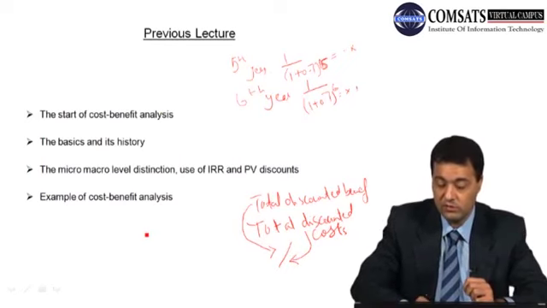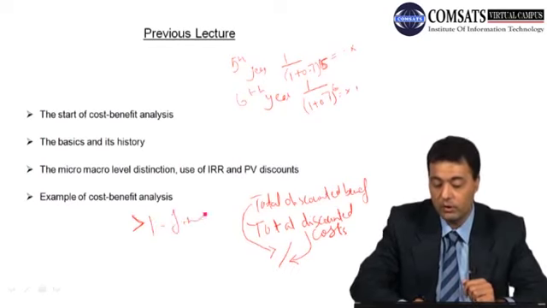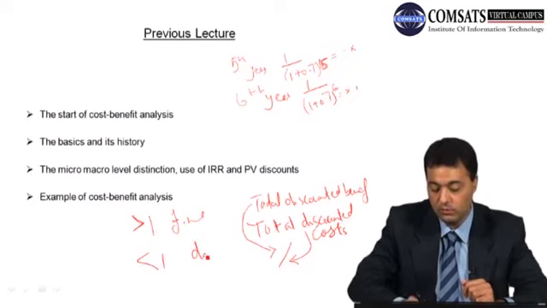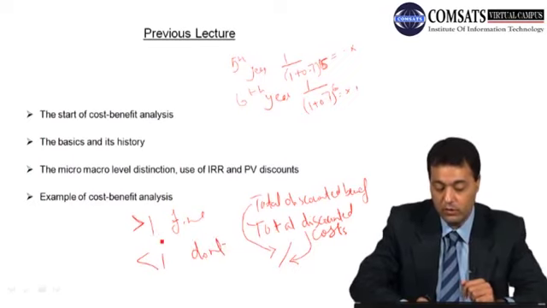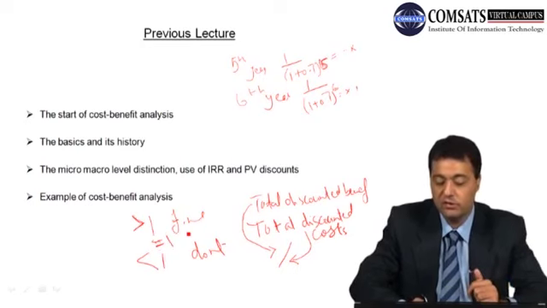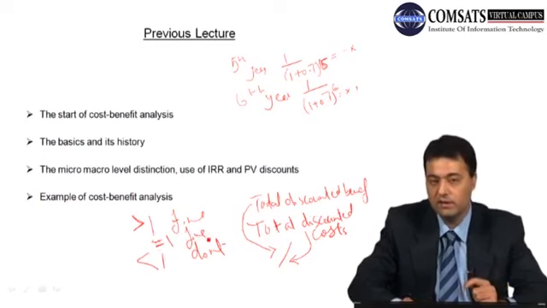And what was the criteria for decision? If this ratio is greater than 1, then it's fine, you can go ahead with the project. If it is less than 1, then don't go ahead with the project. If it is equal to 1, it's still fine, at least it is 1, but there is an element of discretion over here for the policymaker in terms of whether to go ahead with the project or not.